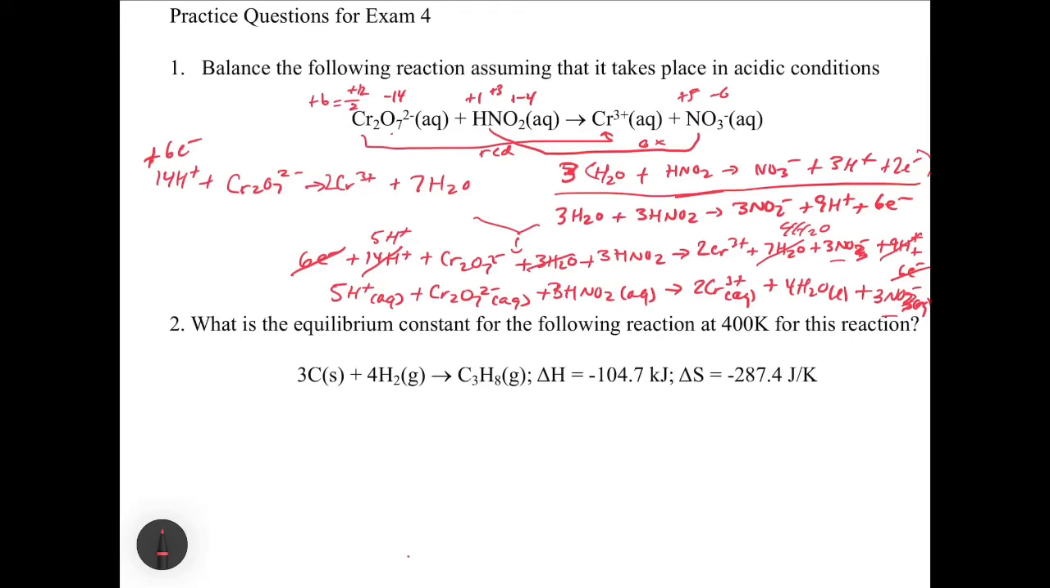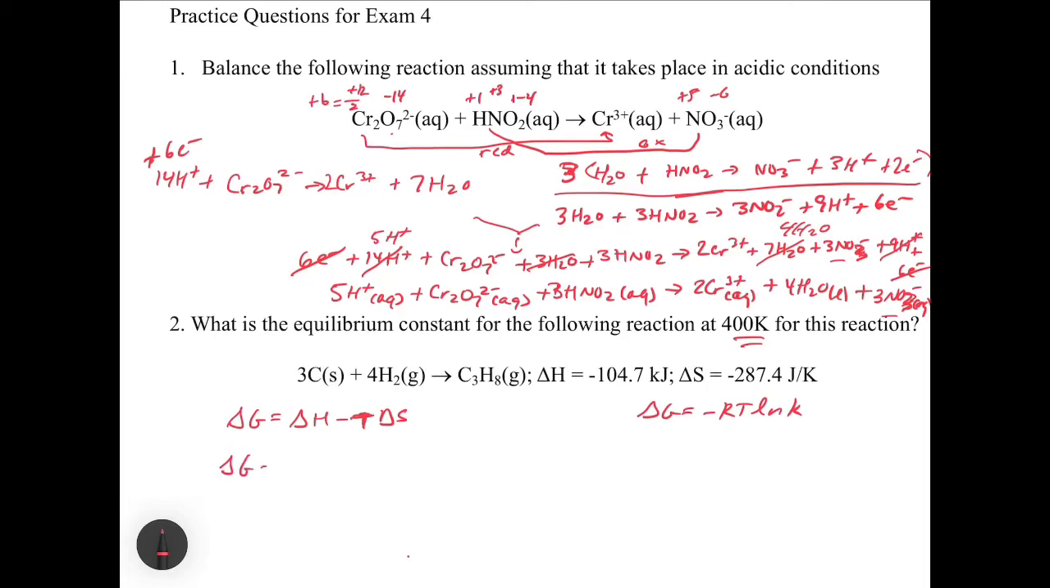So for the equilibrium constant, delta G is equal to minus RT ln K. Now notice that I'm not putting in delta G naught because we're at 400 Kelvin. So what we need to get in this case is the delta G for this reaction not at standard conditions, which is going to equal delta H minus T delta S. So we're going to use the delta H and delta S at this temperature to get the delta G. So let's start with that.